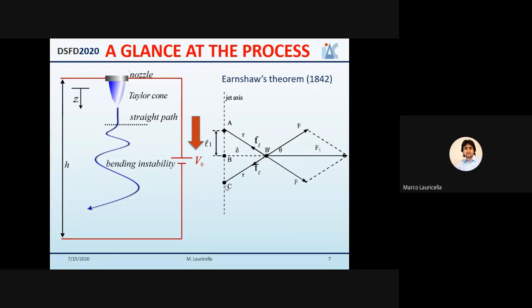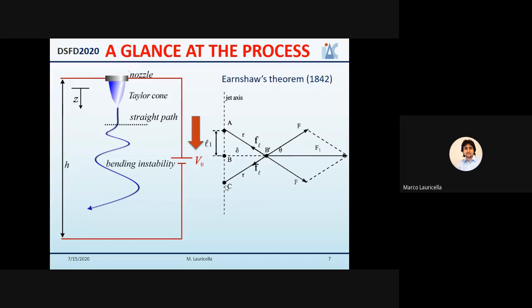In this process, the bending instabilities play an extremely important role, since these instabilities dramatically increase the path described by the jet traveling from the nozzle to the collector. As a consequence of this larger path, we can observe a further decrease in the jet radius and an increase in the surface to volume ratio of the final electrospun materials.